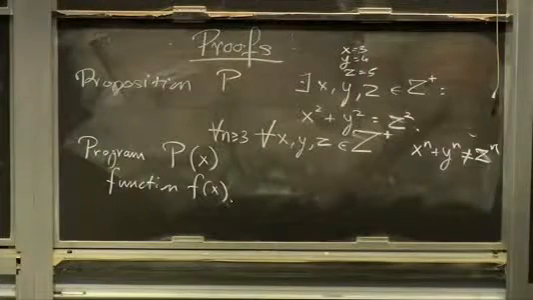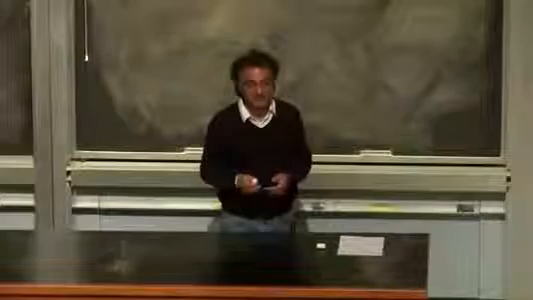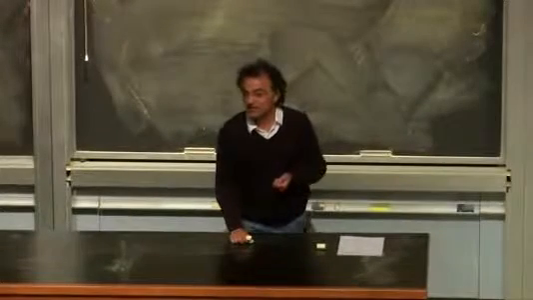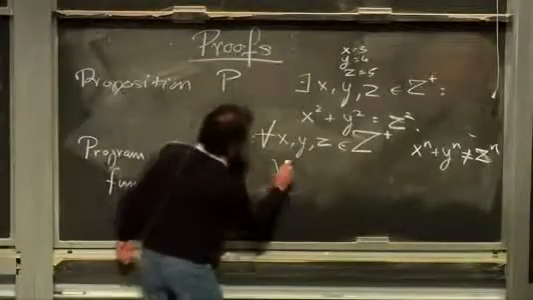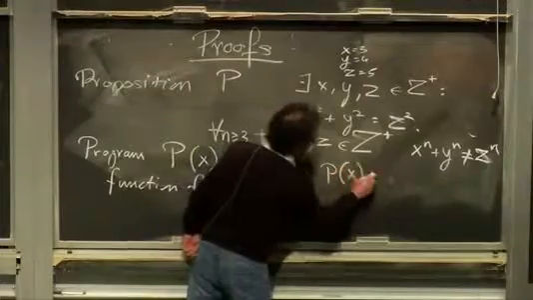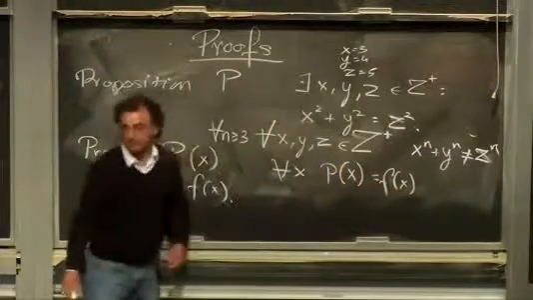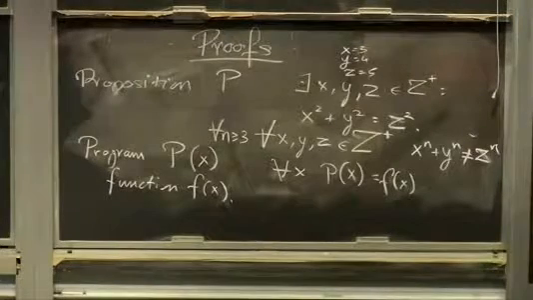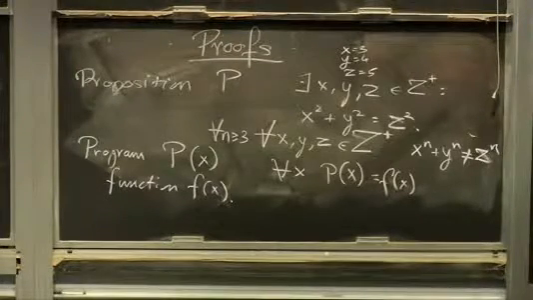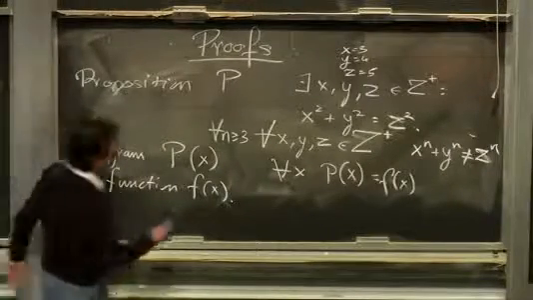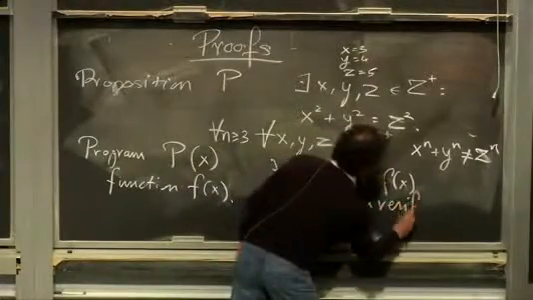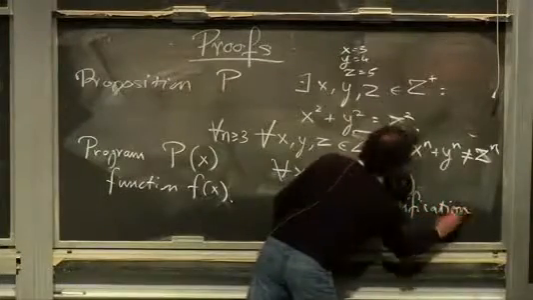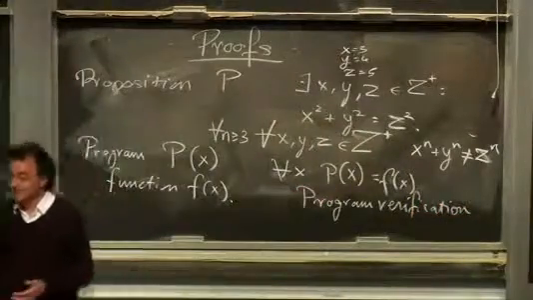You figured this out, you're very proud of it. You wrote the program. Now you want to know, is this program correct? What does it mean that it's correct? Well, it means for all x, P of x equals f of x. There's a whole area called program verification, and theorem proving. It's in programming languages.